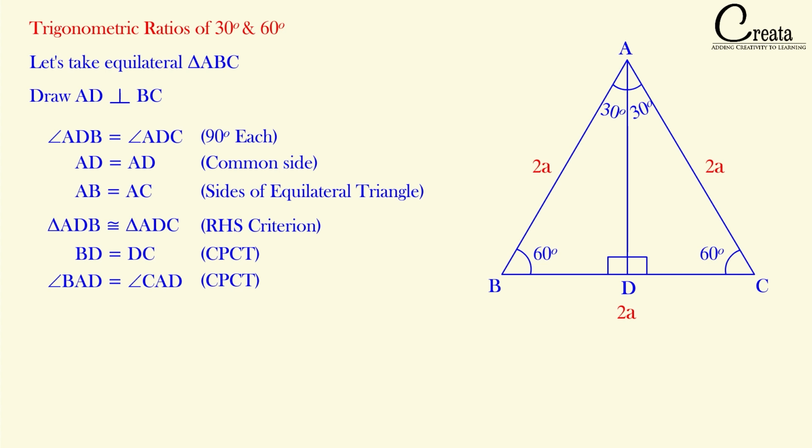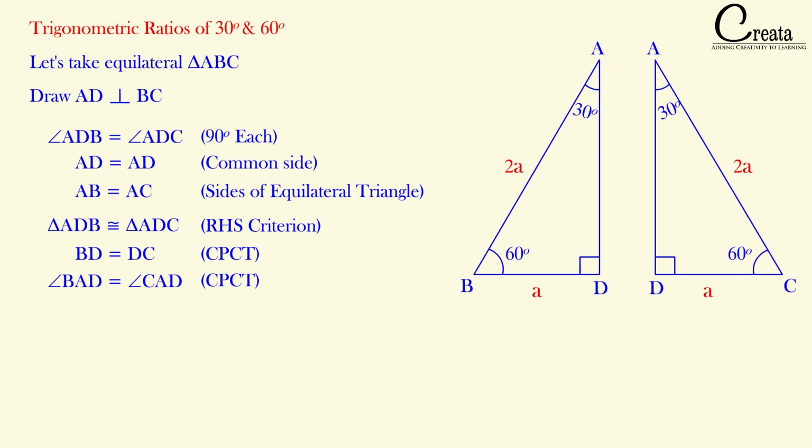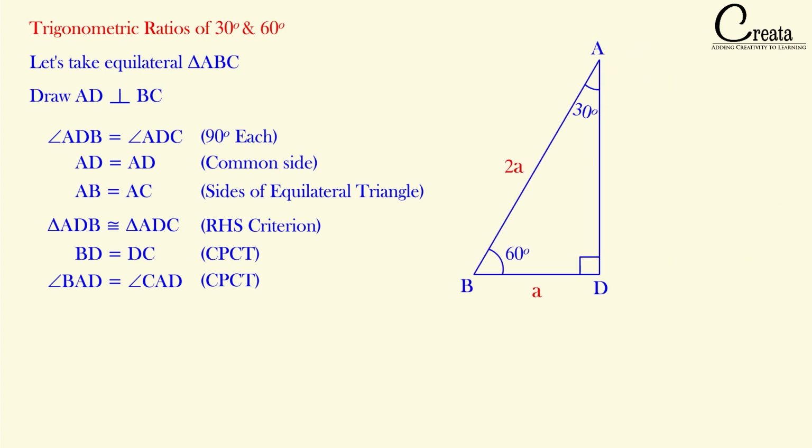Got it? Further, we have just got BD and DC. Both of these line segments are equal. That is, D is the midpoint. The complete length BC is 2A. So can we say BD and DC both will be equal to A? Got it? For the time being, let's remove the triangle ADC and only retain the triangle ADB. Okay, we have got only one triangle ADB, which is having the angles as 60 degree and 30 degree, for which we have to find the trigonometric ratios.